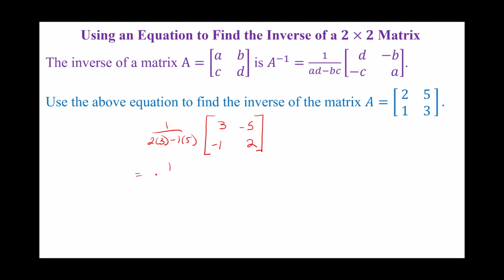And that is 1 over, 2 times 3 is 6, 6 minus 5 is 1. Times 3, negative 5, negative 1, 2. And then I would multiply everything by 1. And this would be the inverse of A.